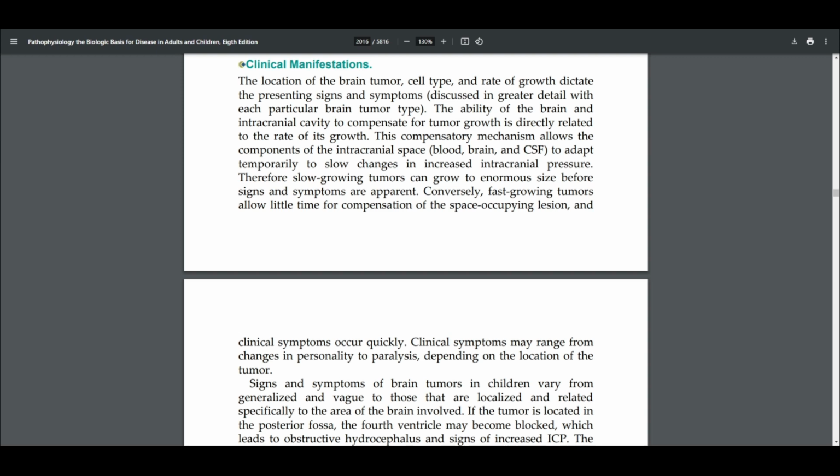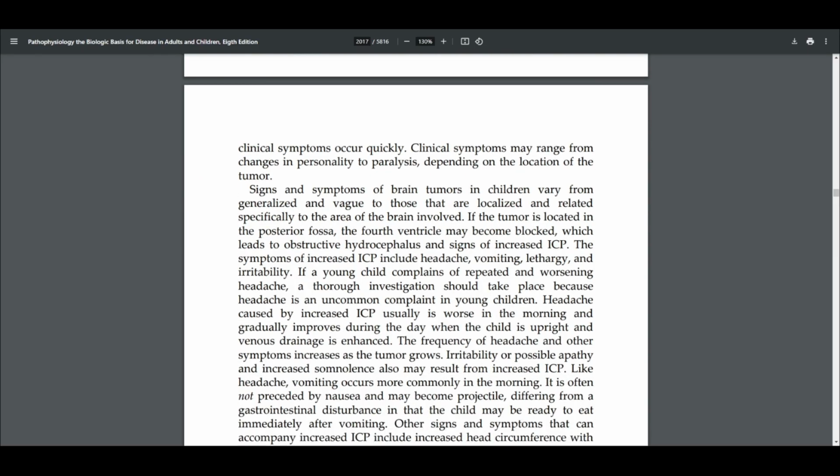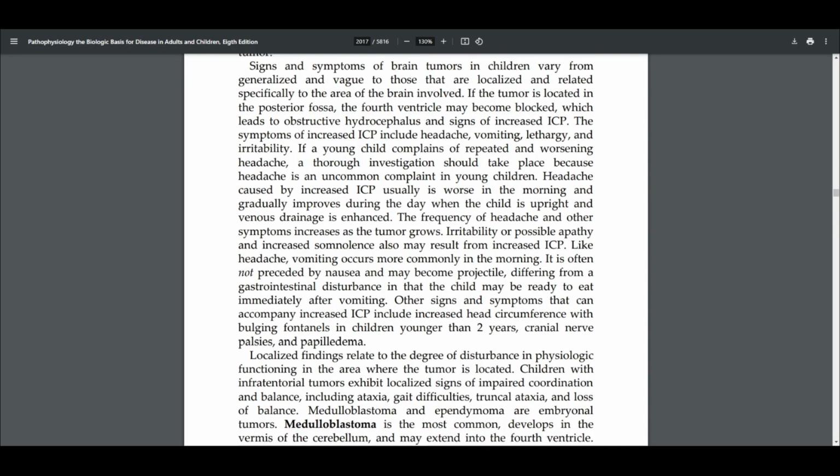Clinical symptoms may range from changes in personality to paralysis, depending on the location of the tumor. Signs and symptoms of brain tumors in children vary from generalized and vague to those that are localized and related specifically to the area of the brain involved. If the tumor is located in the posterior fossa, the fourth ventricle may become blocked, which leads to obstruction, hydrocephalus, and signs of increased ICP. The symptoms of increased ICP include headache, vomiting, lethargy, and irritability.